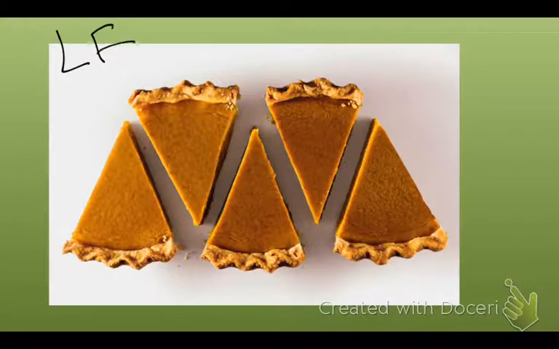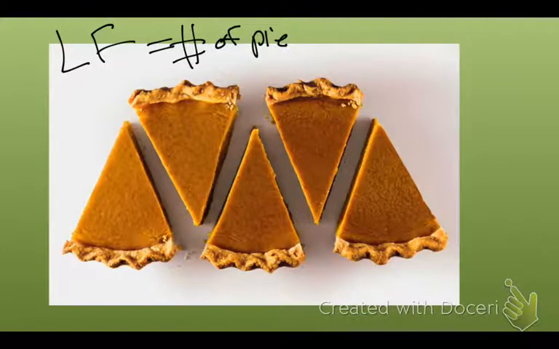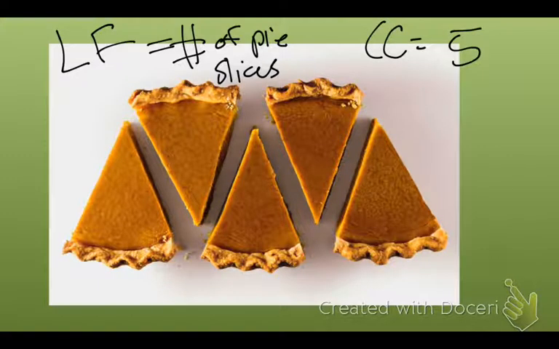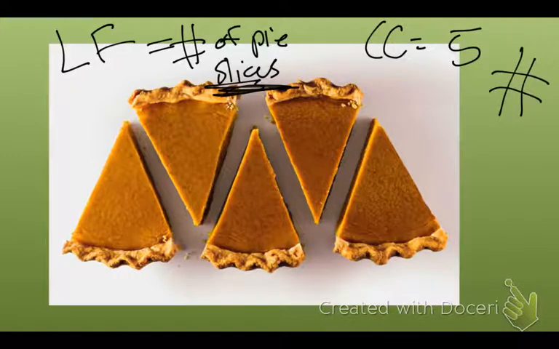Well, my limiting factor is the number of pie slices, or you could say the amount of pie that you have. My carrying capacity is 5 because that's the maximum amount I can support. Remember, the limiting factor is always the thing that is stopping your growth. The carrying capacity is always the number of what the growth can be.